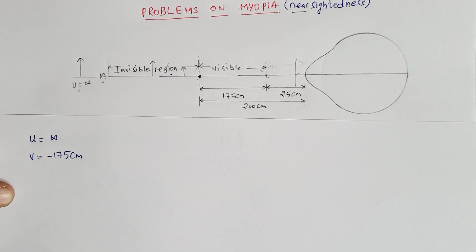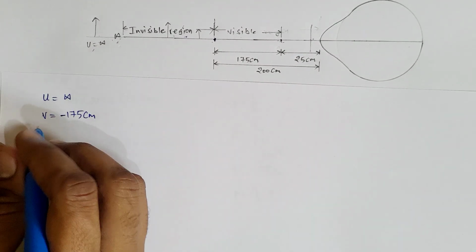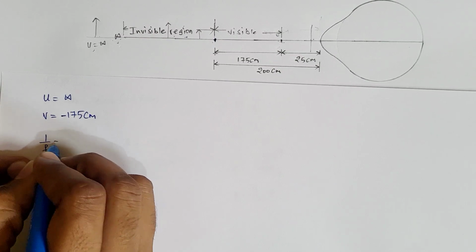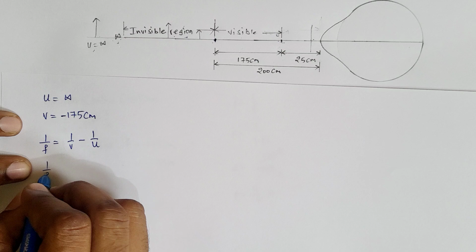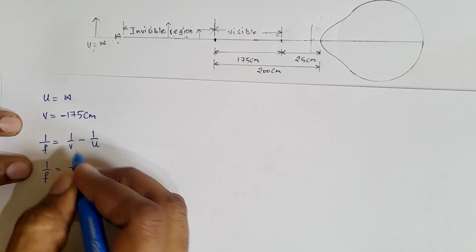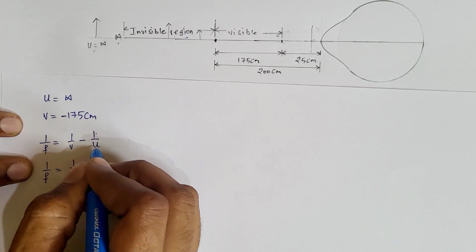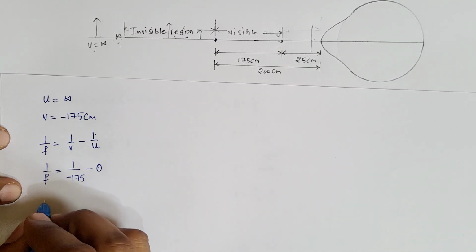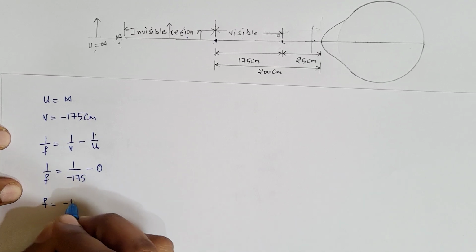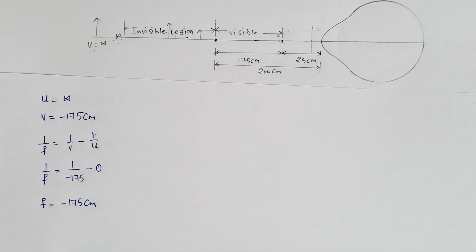If you understood until here, U and V you got, so the remaining things are easy. Applying the lens formula, 1 by F is equal to 1 by V minus 1 by U. So 1 by F is equal to 1 by minus 175 minus 1 by U. U is infinity, and 1 by infinity is 0. So we get focal length as minus 175 centimeters.